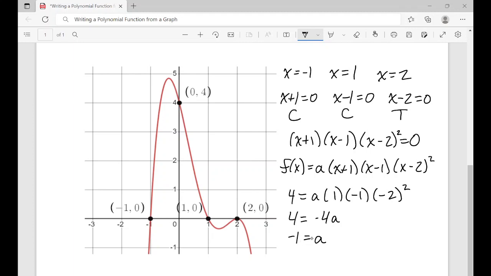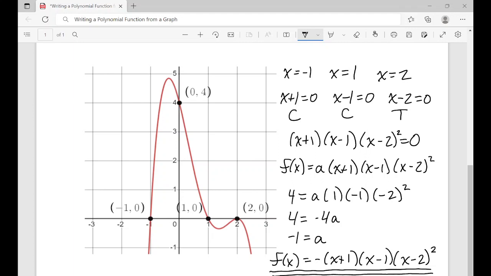And now that I know what a is, which is just -1, I'm going to replace a up here with -1. So my new function, finally, is going to be -1, or just negative, x plus 1, x minus 1, x minus 2 squared. And you are welcome to FOIL it out if you want, distribute it all out and get an expanded function, or you can leave it in the factored form. I'm just going to do that because it's the same answer, so there's no need to go any further unless required.